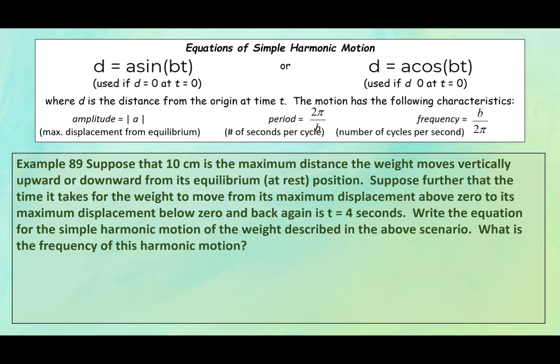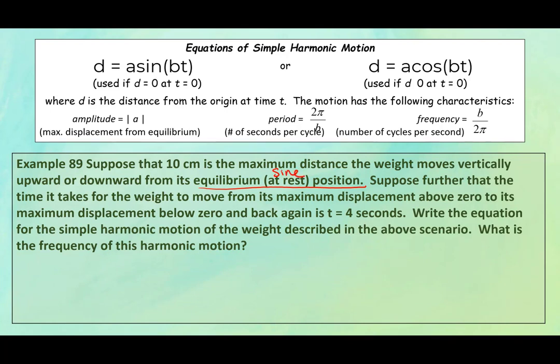So I know this is a lot of new things here, but what I really want to do is do an example here. So suppose that 10 centimeters is the maximum distance the weight moves vertically upward or down from its equilibrium at rest position. Now, we know a couple things just from this first sentence. The equilibrium is at rest position, which means it goes through the origin, which means we're using a sine function here.